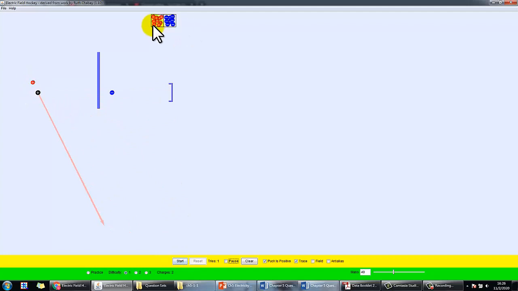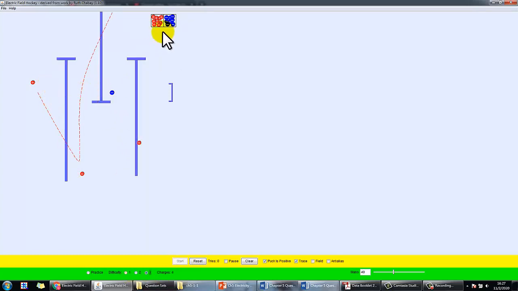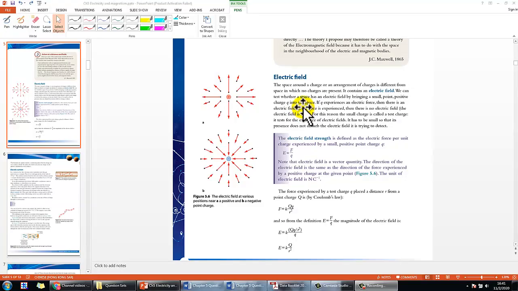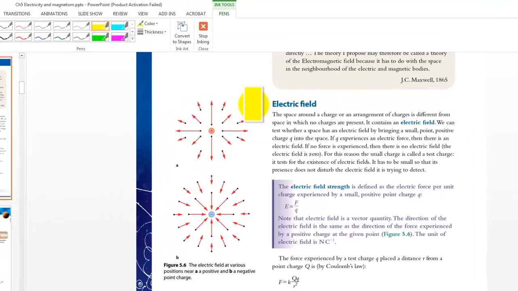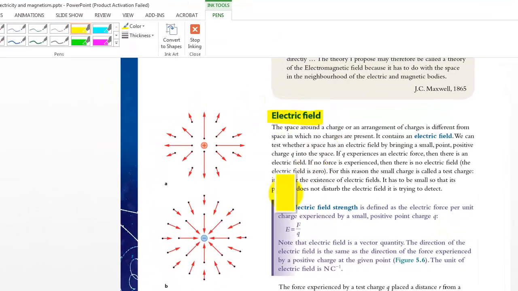Okay, so maybe something that you can try to play around with and see whether you can get a better feeling towards it. I'll put the link in the description. Okay, so let's move on in our task book on page 200. So we talk about electric field right now.